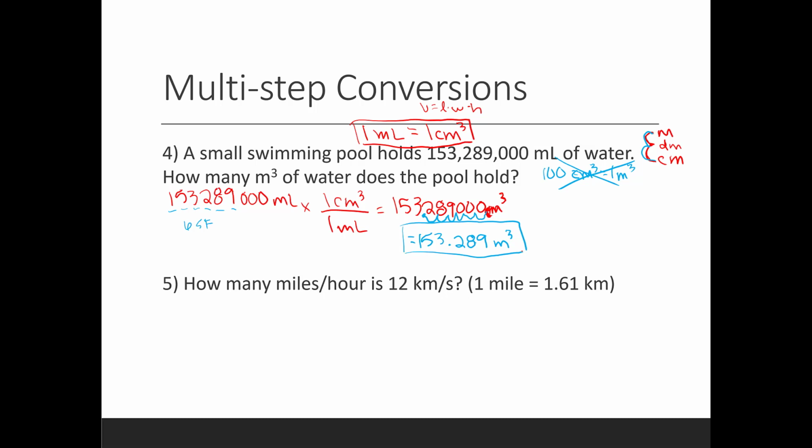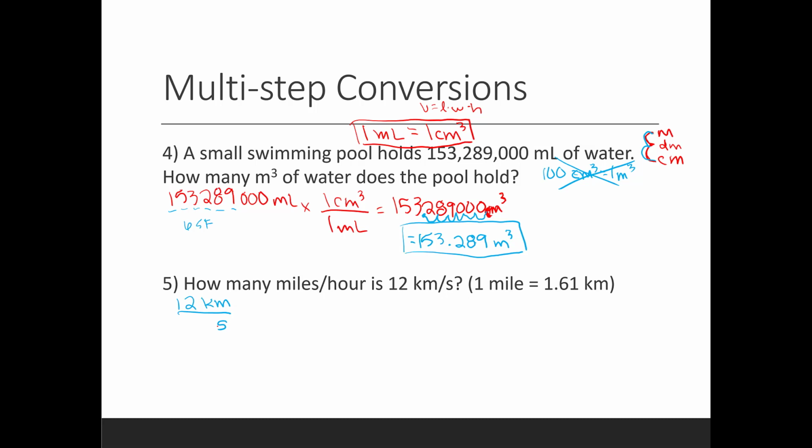We've got miles per hour and kilometers per second. Oh my God, we want to know how fast. So how many miles per hour is 12 kilometers per second? So you'll notice now our given information is in fraction form. So this is going to yield some different results.